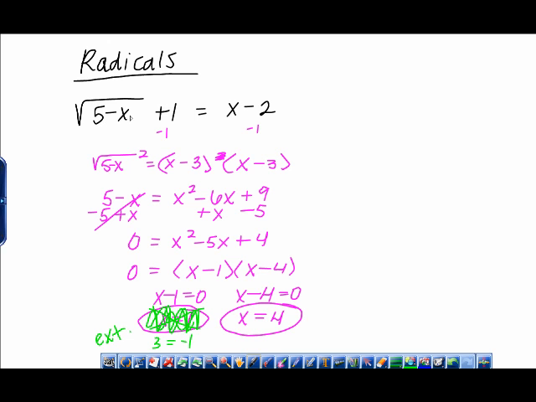All right, 4. 5 minus 4 is 1. Square root that, you get 1. 1 plus 1 is 2. On the other side, you get 4 minus 2. That's also 2. Good. That's a good solution.